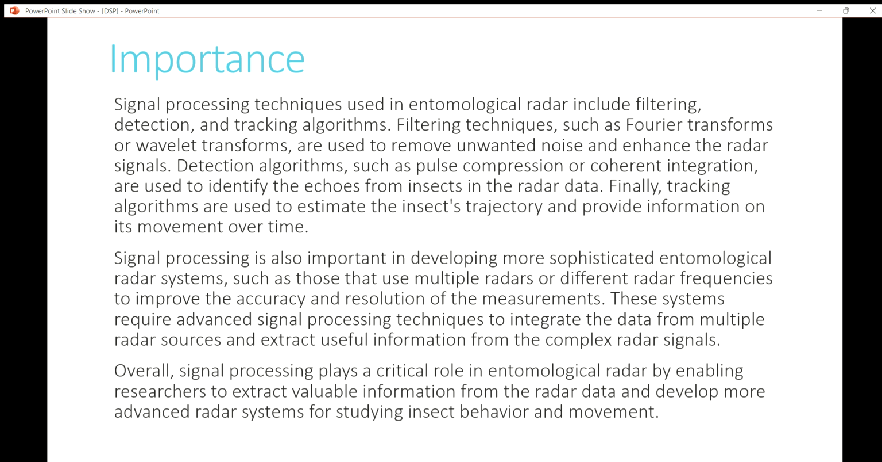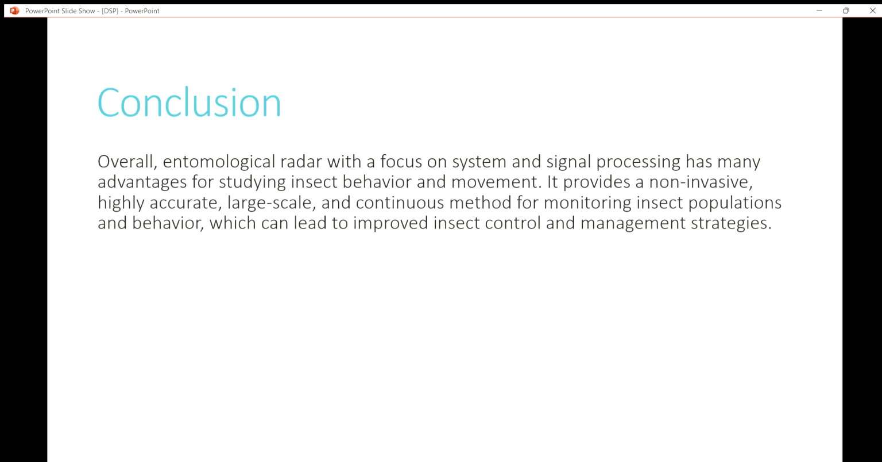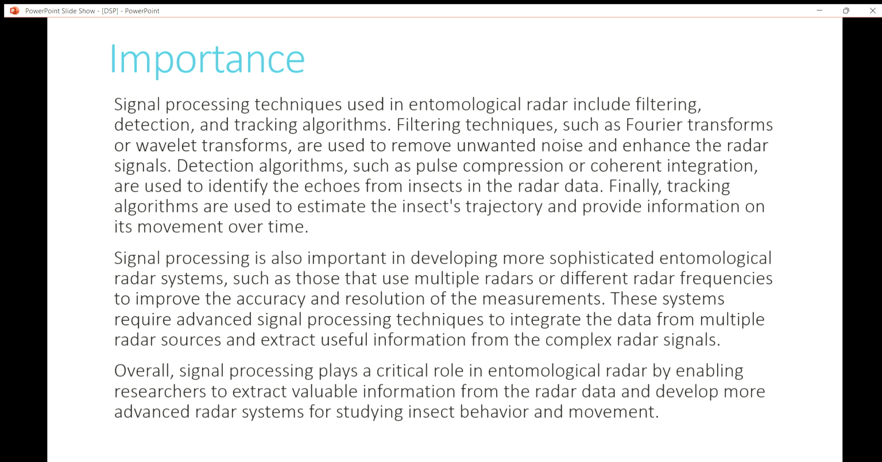So the major techniques used in this are Fourier transform or wavelet transform to remove the unwanted noise or Gaussian noise and enhance the radar signals. And the algorithms used in this are coherent integration to identify the echoes from the insects in the radar data. Finally, tracking algorithms are used to estimate the trajectory of the insects to provide their movement over time. So these are the major importance of signal processing in this radar system.